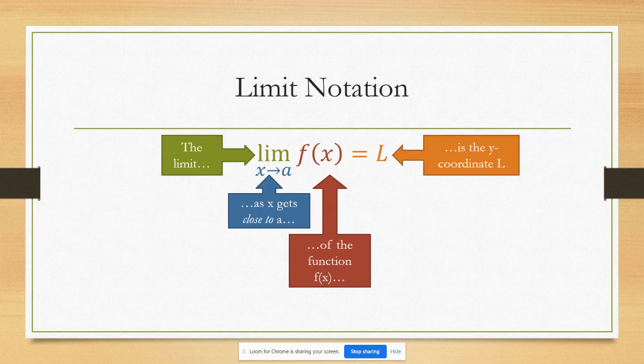And here, I really want to emphasize that it's as x gets close to the number. It's not as if x is equal to a, because we already have a notation for that. That's just f of a. This is if x is close to a, not at a.